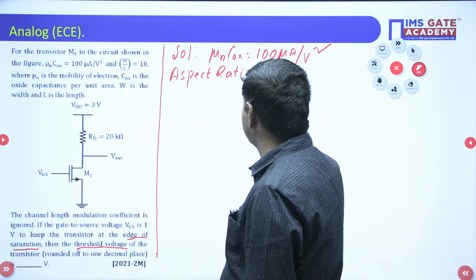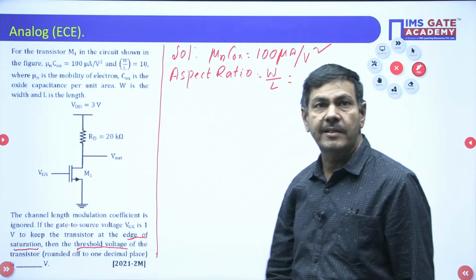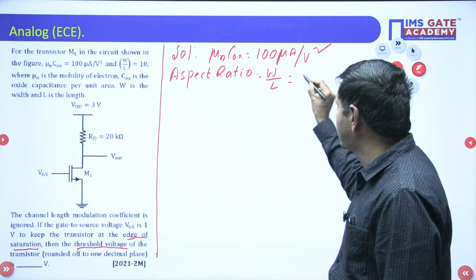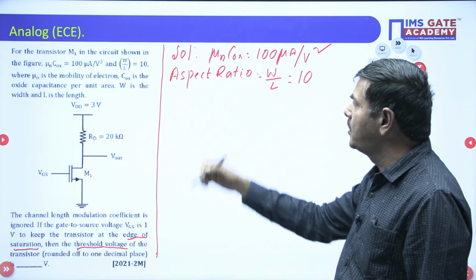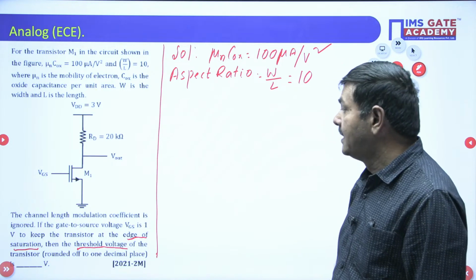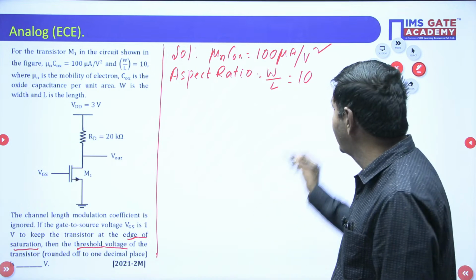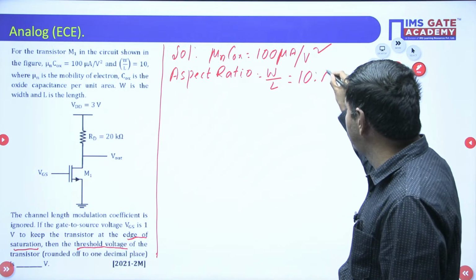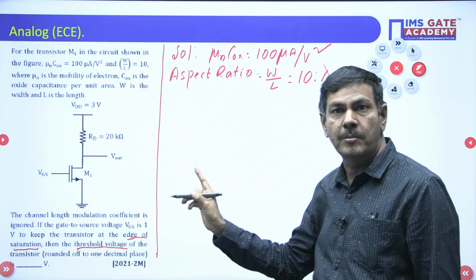Aspect ratio is nothing but W by L. It doesn't have any units. That is nothing but 10, it is given. Mu n is the mobility, given. COX is the oxide capacitance, given in the problem. The channel length modulation coefficient is ignored. Channel length modulation is denoted by the symbol lambda. Lambda equals 0, specified in the problem strictly.